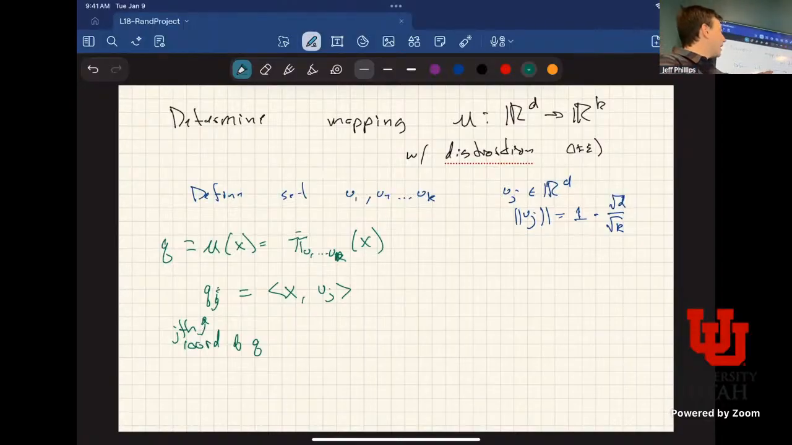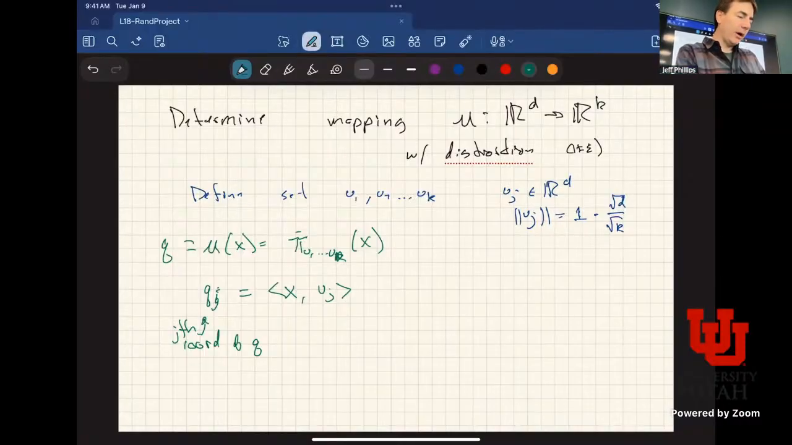I need to define the set U1 through UK, and then this defines my mapping down to low dimensional space, right? So this should look like what I did with PCA, where I took X and did the singular value decomposition after centering X, and then I took the right singular vectors and I'm projecting onto here. So it's the same operation, but I need to pick these so that it preserves all the distances instead of just the top K that has the most variation in the data.